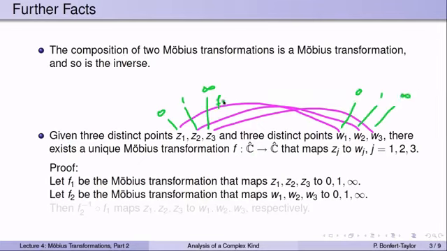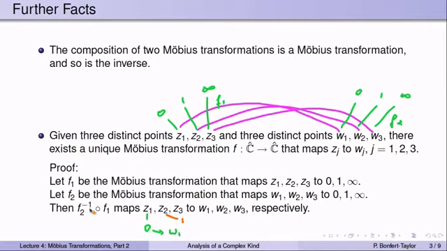So here's f1 and here's f2. And now all we have to do is look at f2 inverse composed with f1. What's that going to do? f1 maps z1 to 0. f2 inverse maps 0 to w1. And therefore, this composition, f2 inverse composed with f1, maps z1 to w1. Similarly, f1 maps z2 to 1, f2 inverse maps 1 to w2. So the composition f2 inverse composed with f1 maps z2 to w2. Similarly, z3 is mapped to w3.